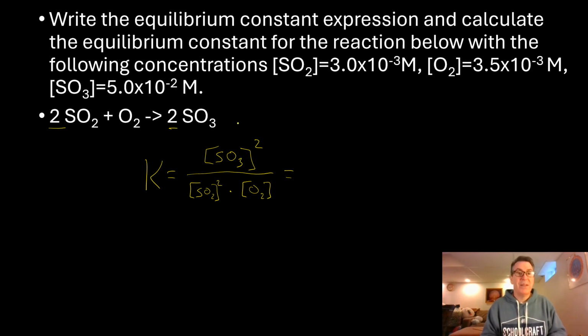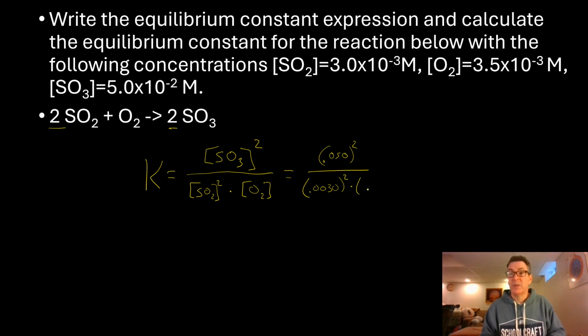So the SO3, the 5 times 10 to the minus 2, goes in the numerator. We could also write that as 5.0. Again, we're going to square that in the numerator, and then the SO2 goes in the denominator. That's going to be 0.0030. That one gets squared also. And then multiplied. I'm just converting those scientific notation numbers into regular numbers. And then the O2 is also in the denominator, 0.0035 for that one. All right. And then from there, it's a matter of just doing the math.